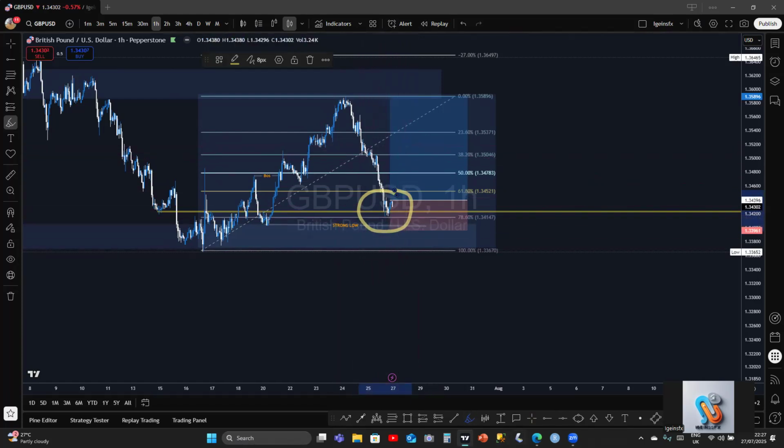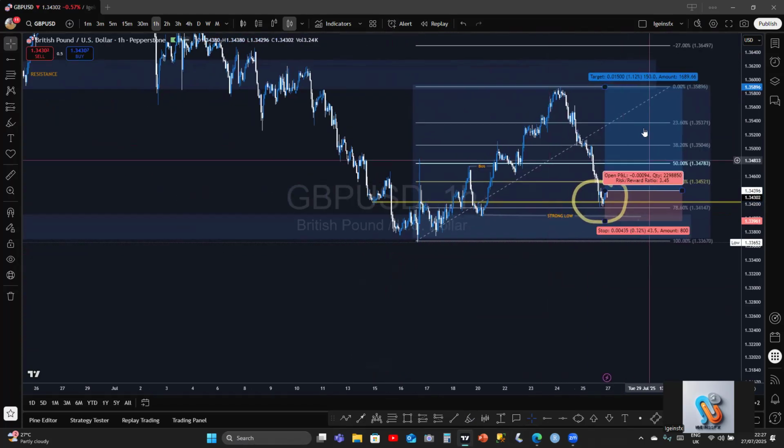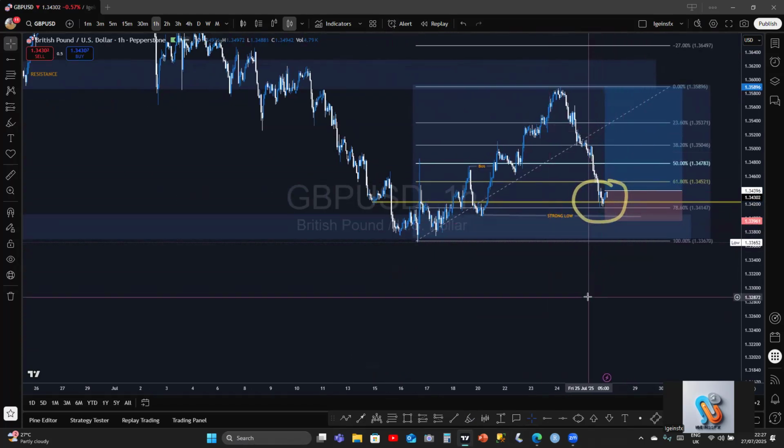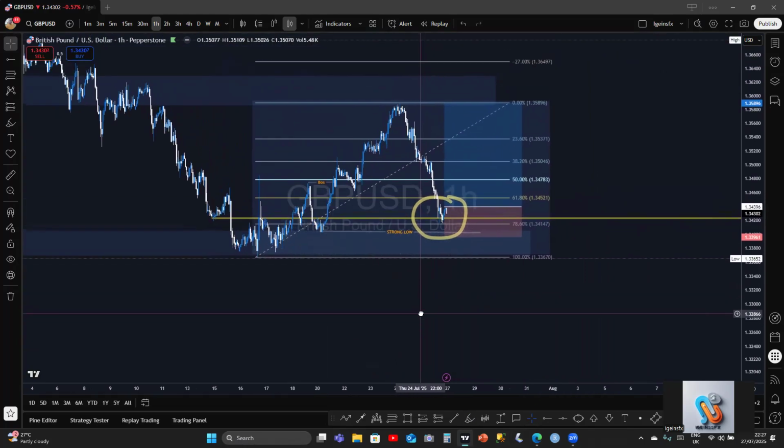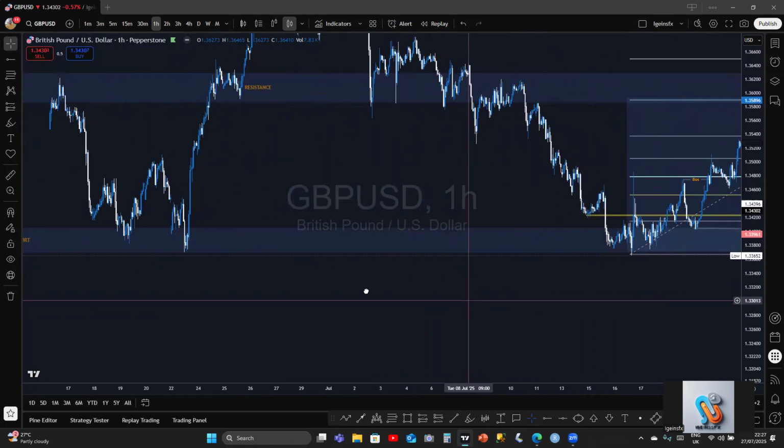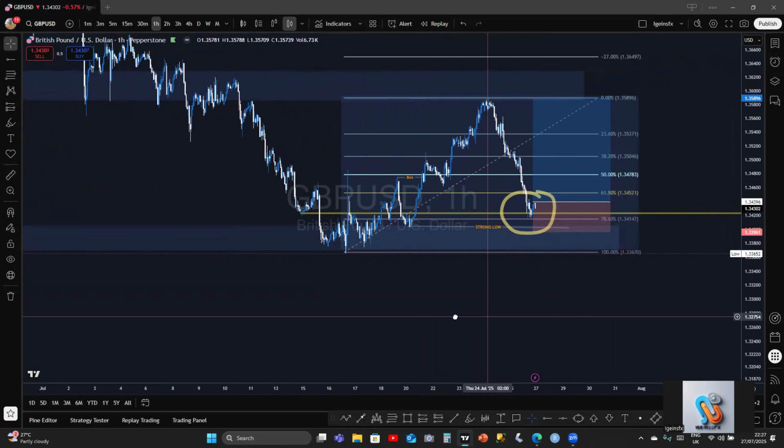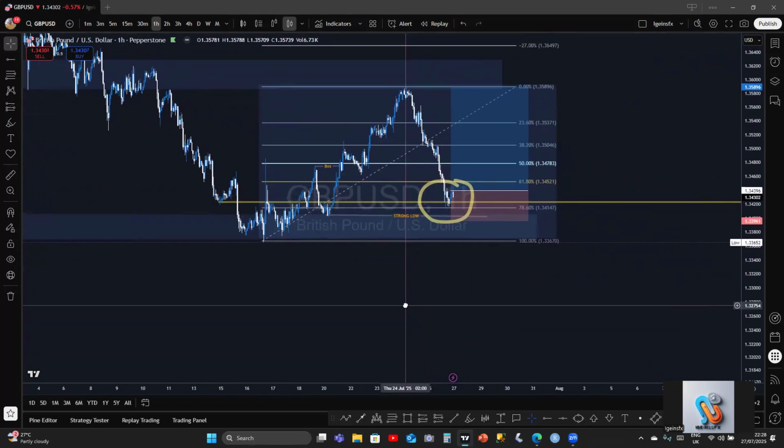Because price can decide from this point here to break this level down. It can break this level down. Yes, that is trading for you. It can break this leg down. Yes, you never can tell.